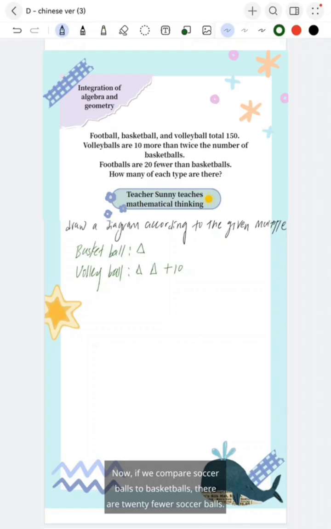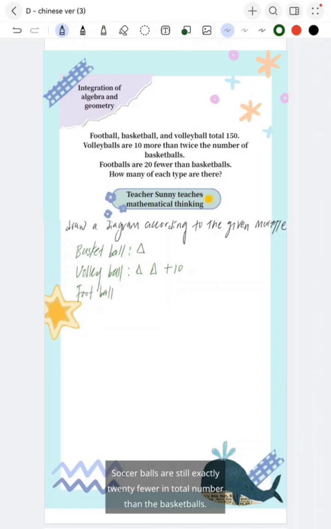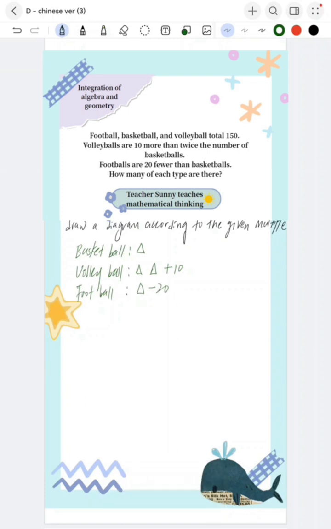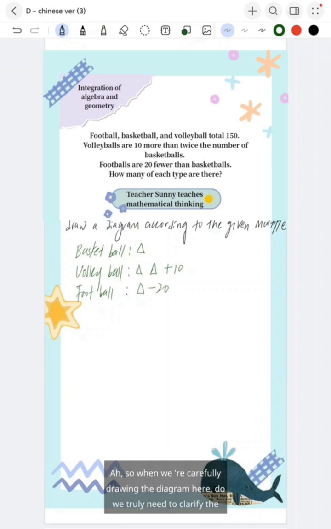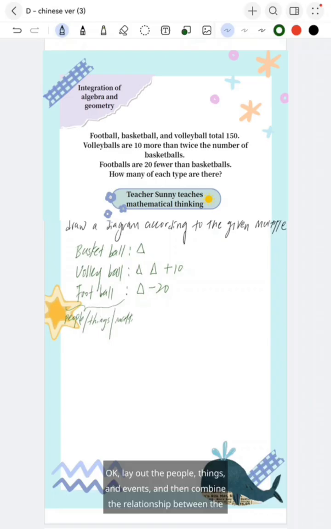Now, if we compare soccer balls to basketballs, there are 20 fewer soccer balls. So soccer balls are exactly 20 fewer in total number than the basketballs. So when we're carefully drawing the diagram here, do we need to clarify the people, the things, and the events? Let's make that very clear. Okay, lay out the people, things, and events, and then combine the relationship between the people and the quantities to look at it together.